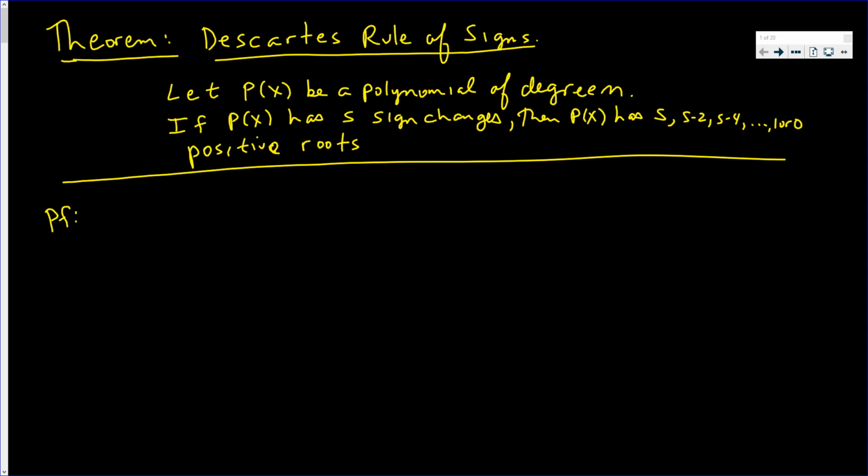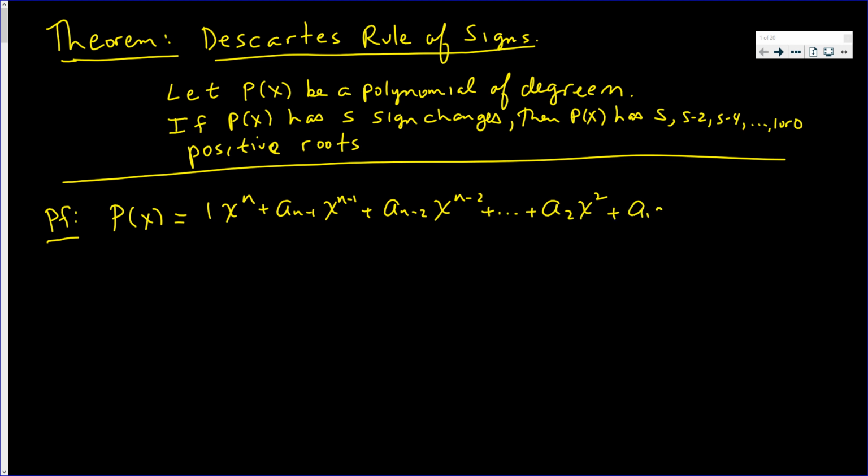Okay, let's get into this. We're going to consider only polynomials whose leading coefficient is 1. So if you have 1x to the n plus a sub n minus 1, x to the n minus 1, a sub n minus 2, x to the n minus 2, all the way down to plus a2x squared plus a1x plus a sub 0.